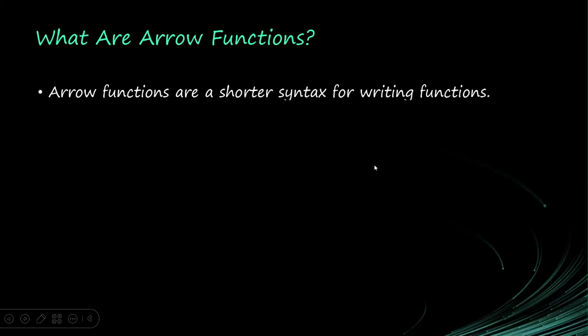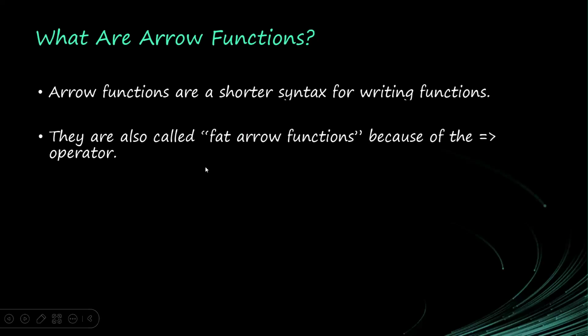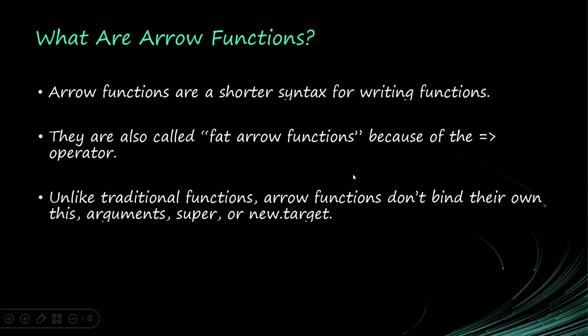Arrow functions are a shorter syntax for writing functions. They are also called fat arrow functions because of this arrow that looks fat, the arrow operator. Unlike traditional functions, arrow functions don't bind their own this keyword, or even the arguments, or super, or new target. So whenever you're using an arrow function, this keyword does not belong to the arrow function. They don't even have their own.